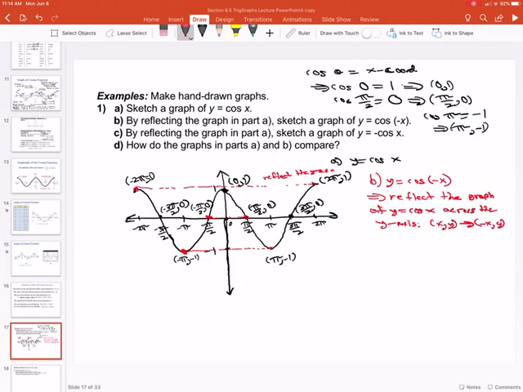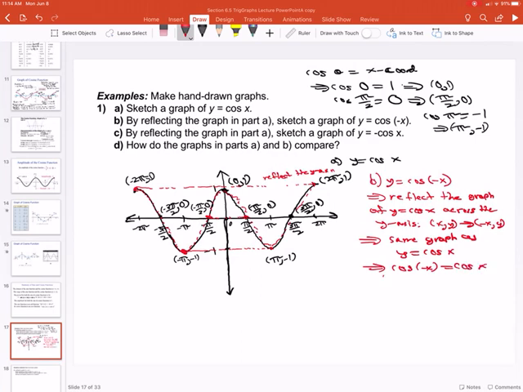Well, if we do that, we get this same exact graph, highlighted here in red. We reflect the graph of the cosine function across the y-axis, and we get the same graph back. That implies the same graph as y equals cosine x. That implies cosine of negative x equals cosine x.